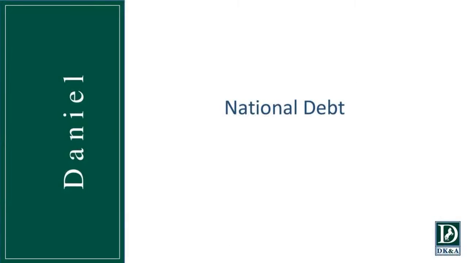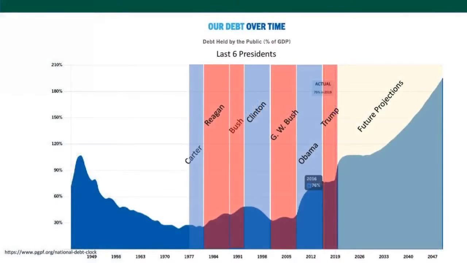To get us kicked off on national debt. All righty, national debt, something that everybody wants to talk about, right? Well, let's go back historically. We're going to go back really 6 presidencies to what the debt has looked like over time.